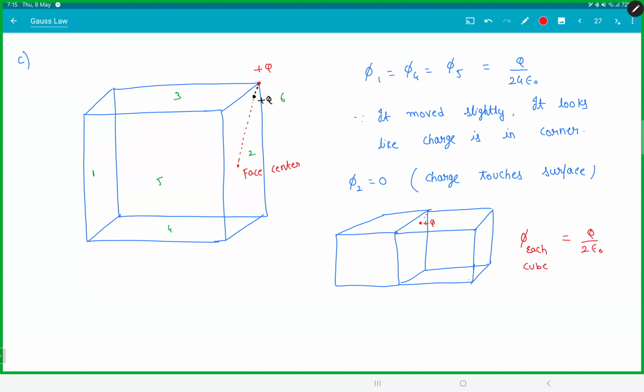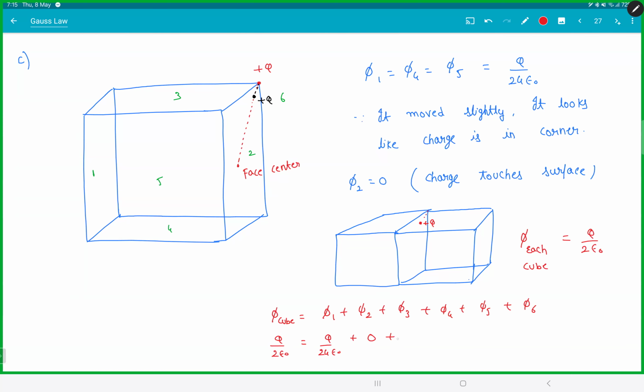Is this making sense? From the corner, when you pushed it a little inside, it is inside only, right now. If it is inside, the flux is Q by epsilon. Since the left and the right cubes are both symmetrical, because it is on a face center, they'll contribute equal flux. Is this clear, everyone? Now the flux on the cube is nothing but flux due to 1, flux due to 2, flux due to 3, flux due to 4, flux due to 5, and flux due to 6. And this is q by 2 epsilon. 1, 4, 5 is q by 24 epsilon.